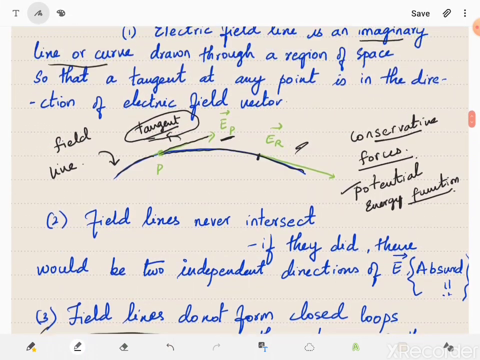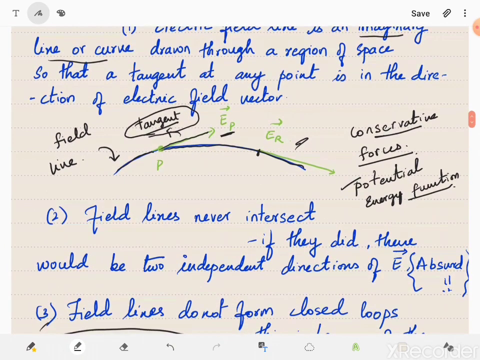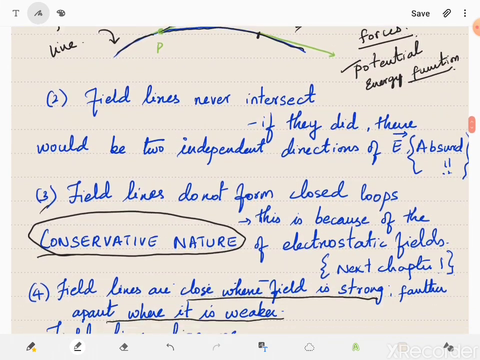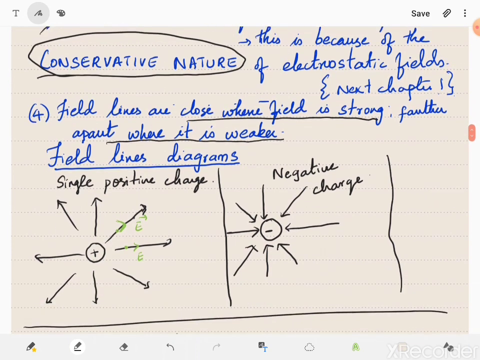So summarizing the four properties, if you draw a tangent to a field line, you end up with the direction and magnitude of the electric field. The second property is field lines never intersect. Field lines do not form closed loops, and field lines are closer where the field is strong and farther apart when it is weaker.